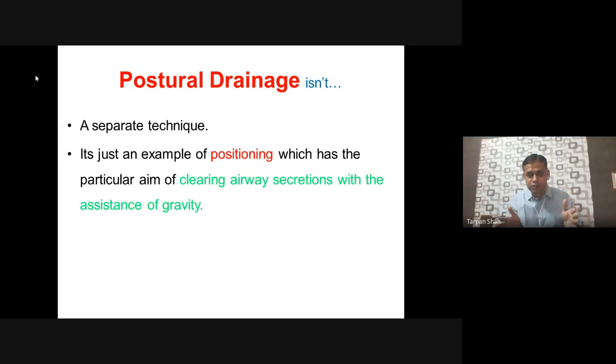When you just give a positioning for the mobilization of the secretion, that is called postural drainage. But along with the positioning, when you give any manual technique like percussion, vibration, shaking, or any other technique, we call it postural drainage therapy. So remember from today onwards, the difference between PD and PDT. Now, postural drainage is a very important technique, where we give the positioning so that, with the help of gravity, the secretions can be mobilized.